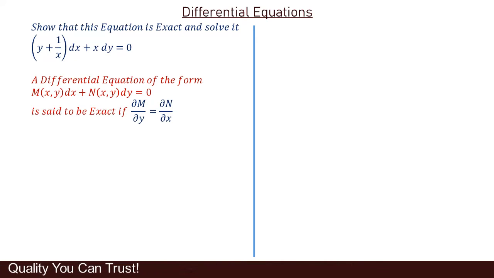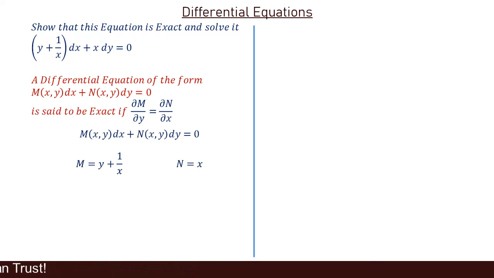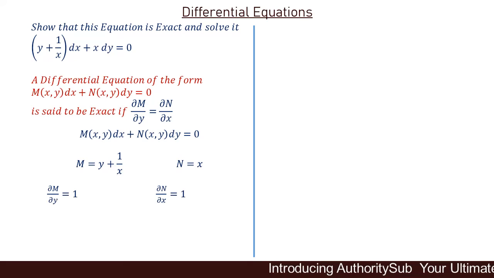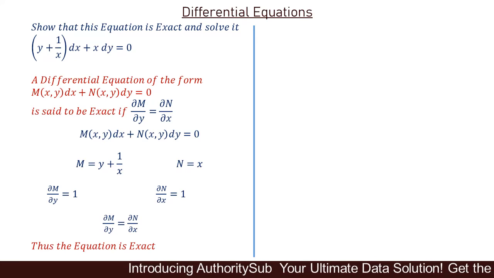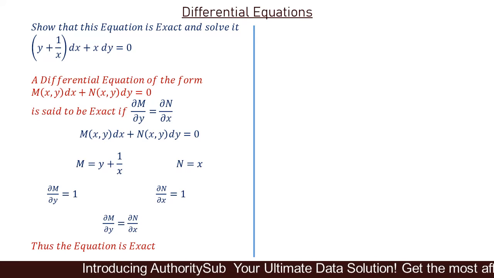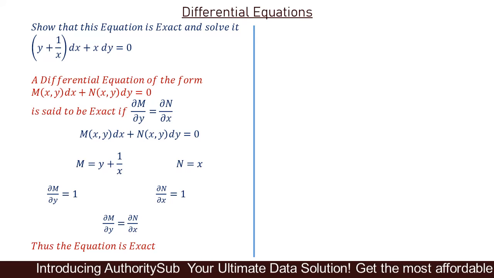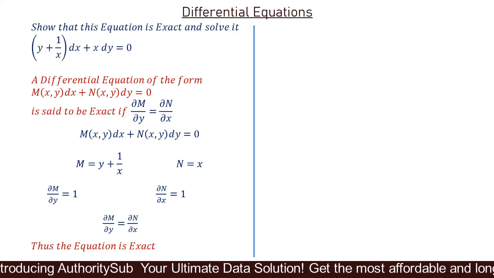Let's test it. Now, the part that is having the x is y + 1/x. And then the part that is having the y is N. We say that M is equal to y + 1/x and N is equal to x, right? Differentiating M partially with respect to y is going to give us 1. Differentiating N partially with respect to x is going to give us 1. You will see that partial M over partial y is equal to partial N over partial x. Thus, we say that the equation is exact.